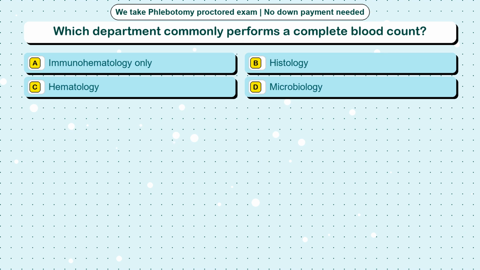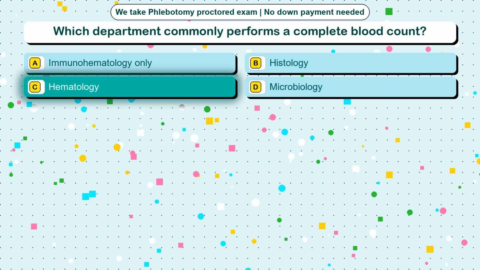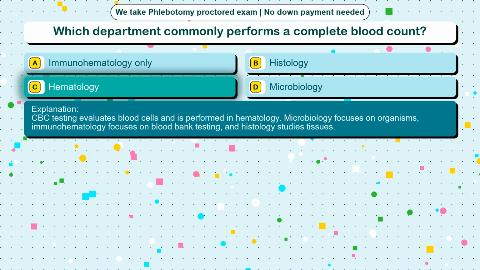Question 88. Which department commonly performs a complete blood count? Option A. Immunohematology only. Option B. Histology. Option C. Hematology. Option D. Microbiology. The correct answer is option C. Hematology. CBC testing evaluates blood cells and is performed in hematology. Microbiology focuses on organisms, immunohematology focuses on blood bank testing, and histology studies tissues.